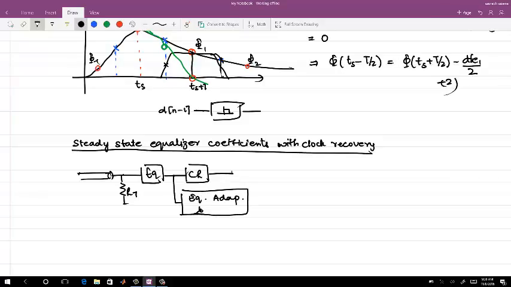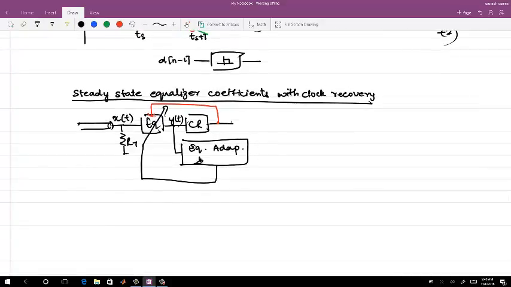Now this equalizer adaptation value will basically go and tweak the equalizer coefficients, and at the same time whatever sampling clock you are getting from clock recovery is also getting applied here for the equalizer. So both things are there in the system. Now, this is x(t), and let me write this as y(t). And let's consider that we are doing data-based adaptation.